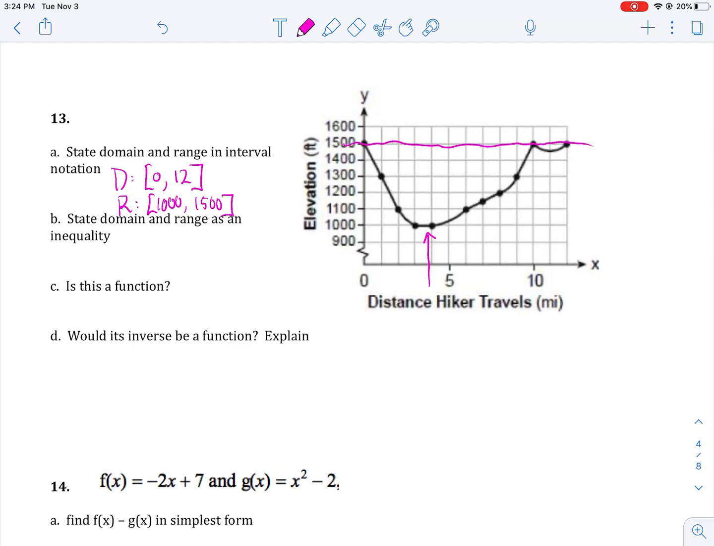Oh, yeah, interval notation, sorry. Because I got down to this one, I was like, state the domain and range, and I did it as an inequality. Okay, we can do that. Okay, let's make sure, hopefully Mr. K gets it right this time, right?